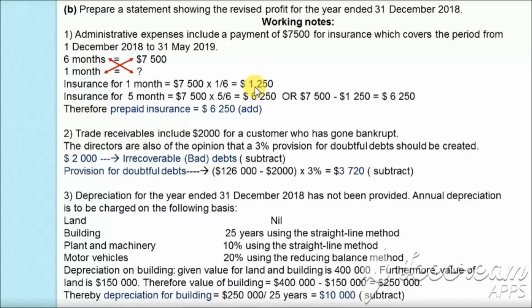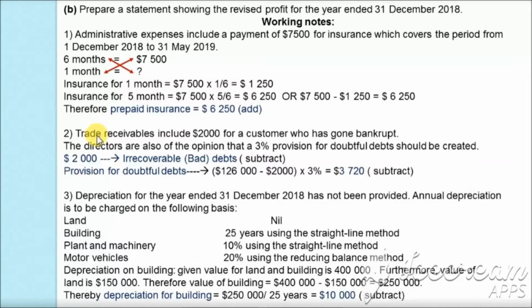$1,250. This should have been the expense which occurred during the period of 31st December 2018, and it was not considered as this amount. Instead of that, the amount of insurance which was considered as an expense was $7,500. So we are going to take $7,500 and subtract the expenses which belong to this period, that is $1,250. We get the amount as $6,250, which is the prepaid insurance, and this was considered also as the expense, and because of this the expenses were overstated. So to rectify this, we will add this amount back to the draft profit.